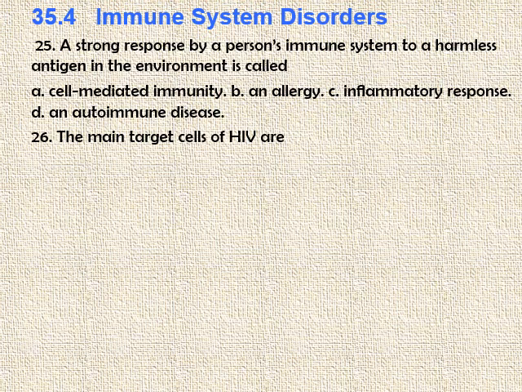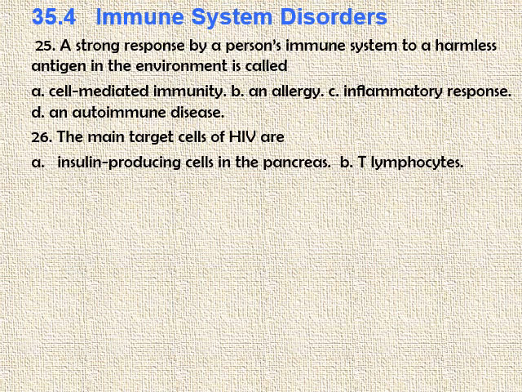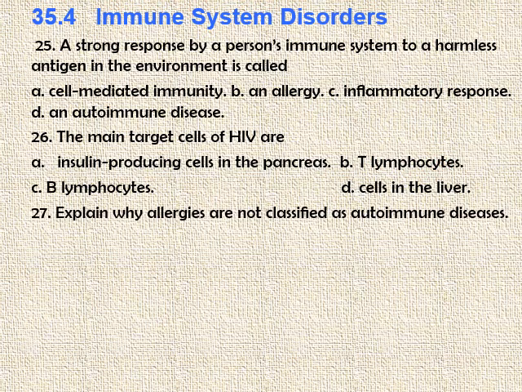Question number 26. The main target cells of HIV are A. Insulin-producing cells in the pancreas, B. T lymphocytes, C. B lymphocytes, and D. Cells in the liver. The correct answer is T lymphocytes.